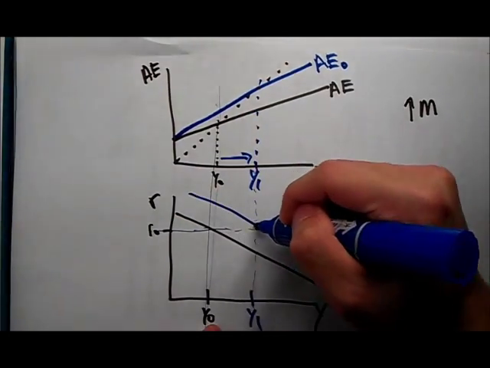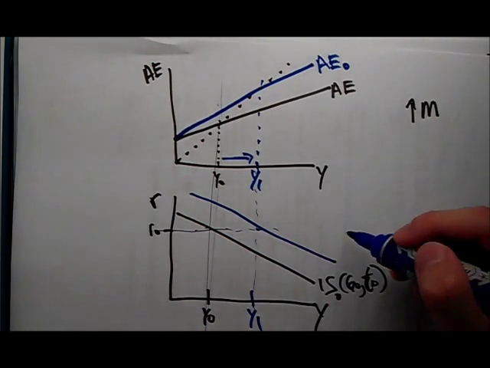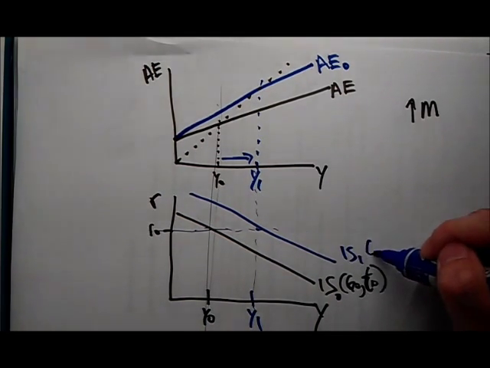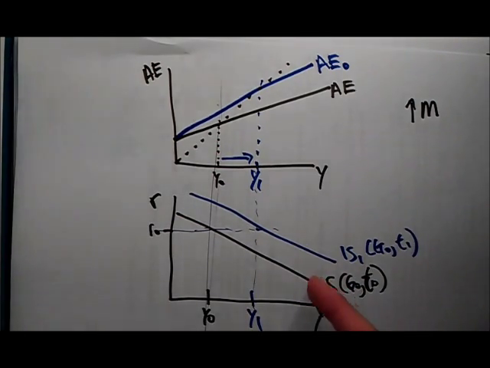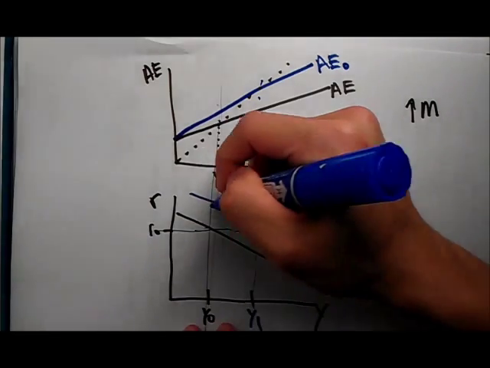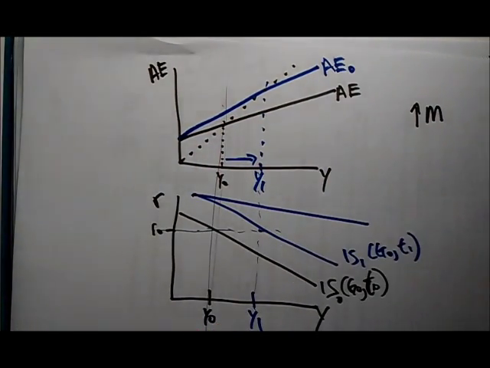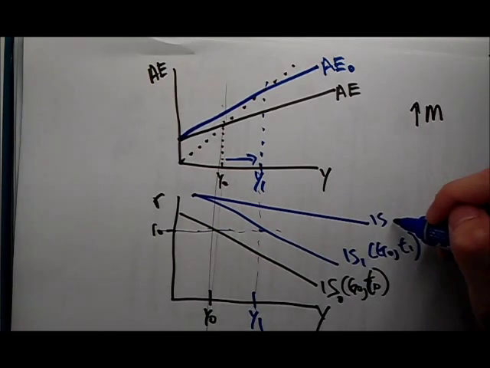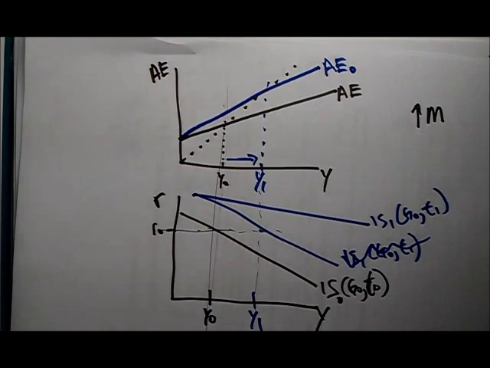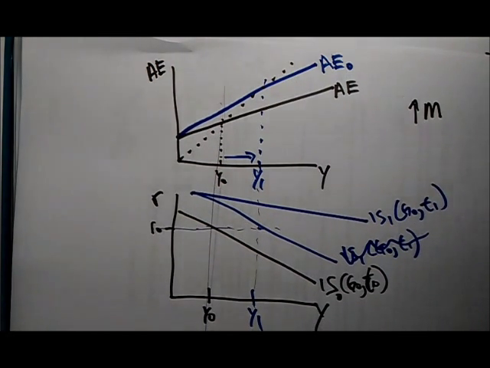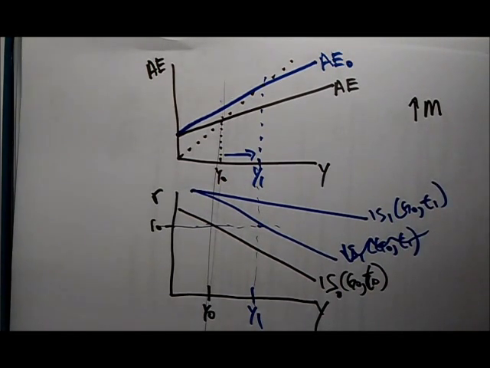Therefore, we will notice a parallel shift outwards for the IS curve, G0 and T1. But we are not done yet. We have to rotate it outwards as well, so we will have something like this. So I hope now you understand how the movement of the IS curve is going to be in respect to the multiplier.